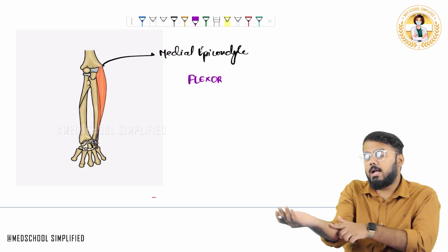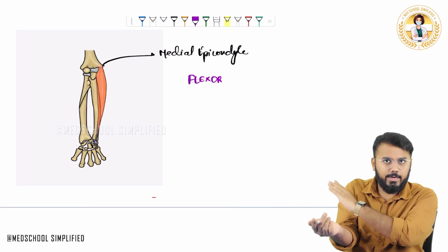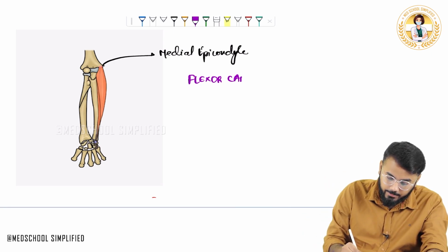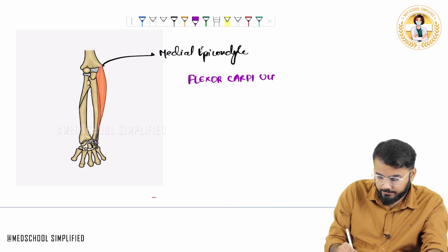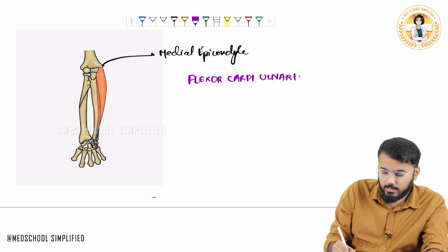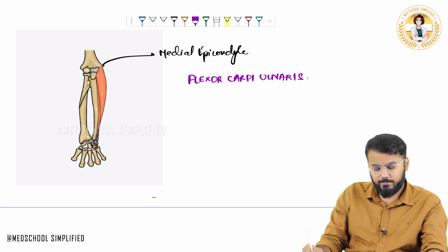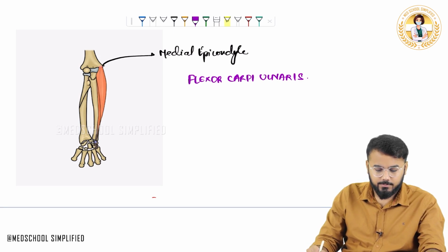It is going towards the carpal bones on the ulnar side only, not on the radial side. Carpi, very good, ulnaris. Flexor carpi ulnaris.